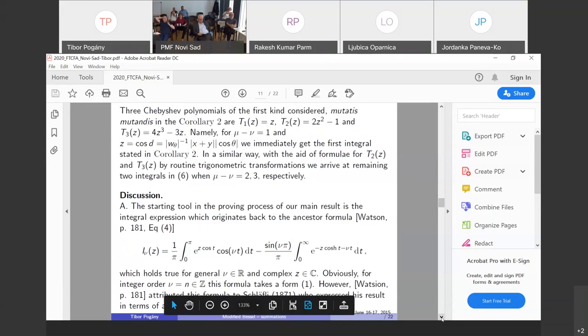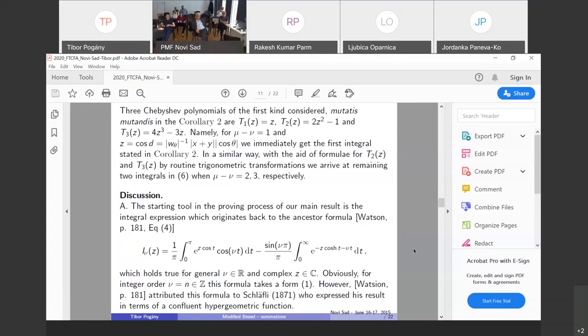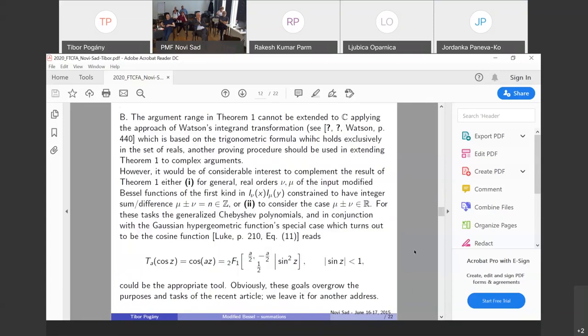Now the discussion was what can we do, and is it possible to extend our result to non-integer order cases? Is it possible to give some more general results? But we were not successful in that. So it could be a nice question to consider some nice procedure for extending our approach.